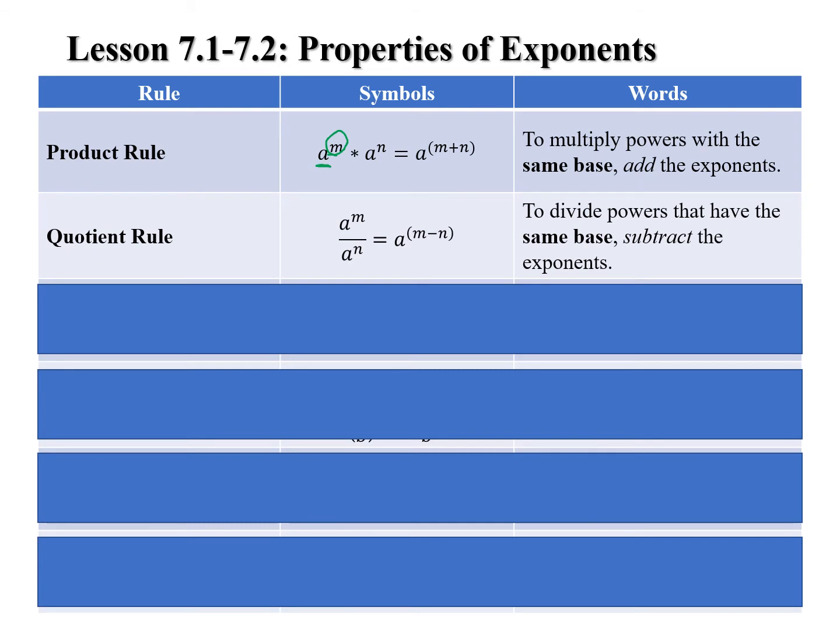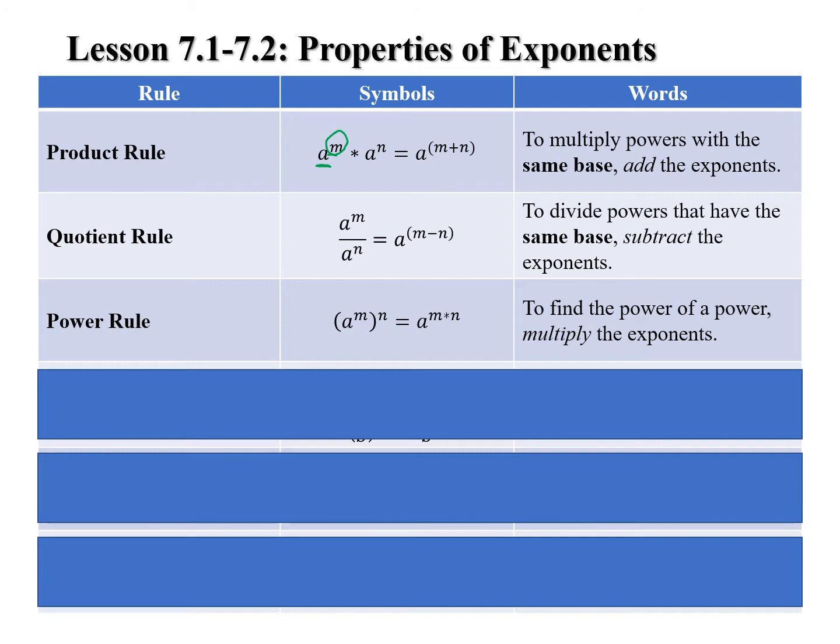That's really similar to the quotient rule, where if I have powers with the same base in a numerator and denominator, I can subtract the exponents. a^m divided by a^n is a^(m-n). When we get to the sample problems, I'll show you how we know this is true. I'll show you the expanded form and where this rule comes from.